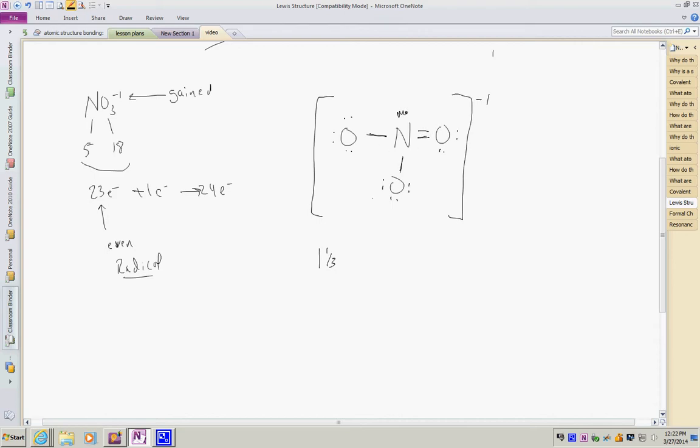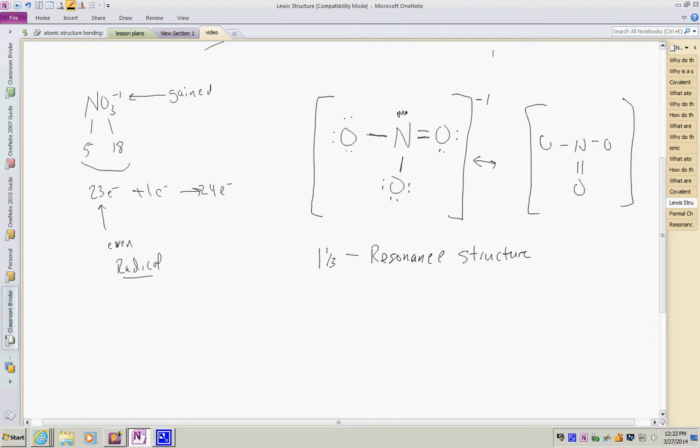All right, so we call this smearing a resonance structure. The way we show it, whether students like it or not, is to show each option. The nitrogen is now on the bottom, and the oxygen with the double bond is at the bottom.